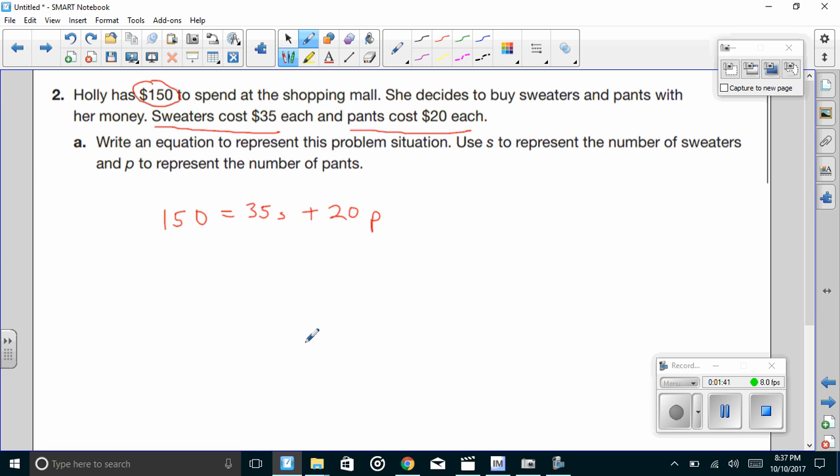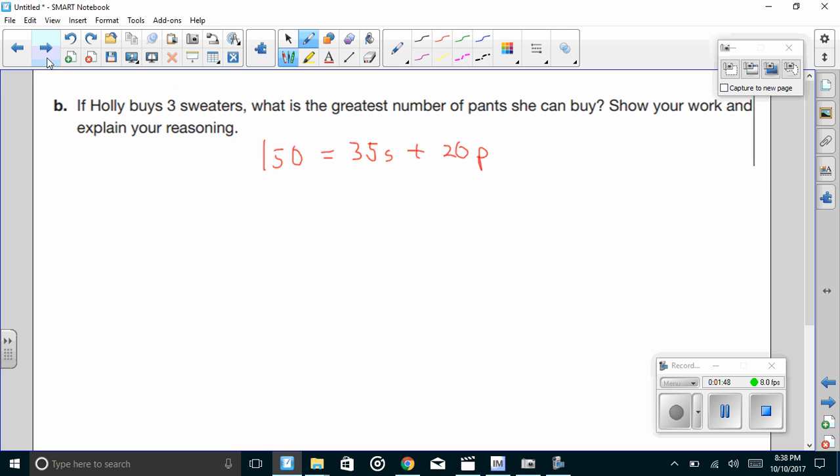Now, with this particular situation, you can come up with scenarios about how much you could buy. So let's take a look here at part B. It says if Holly buys 3 sweaters, what is the greatest number of pants she could buy? Well, we've got to take out the same equation, and we're going to take the 3 and plug it in for sweaters. And when we solve this, what's left over is P, which is the number of pants that she could buy.